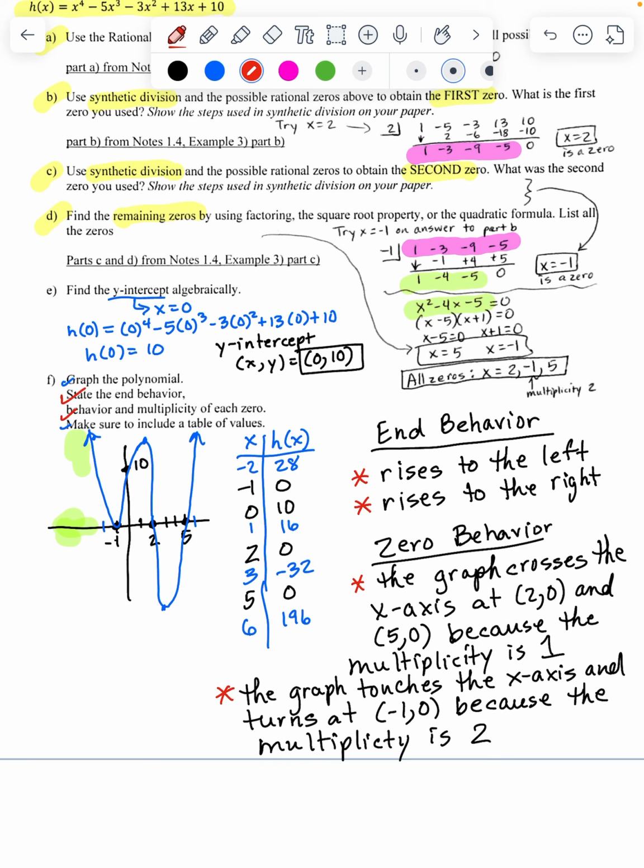In general, the third 0 behavior is if you have multiplicity 3. The graph crosses the x-axis, but it flattens out like y equals x cubed flattens out near the origin. But make sure you list the behavior you see in your problem for your SLO.